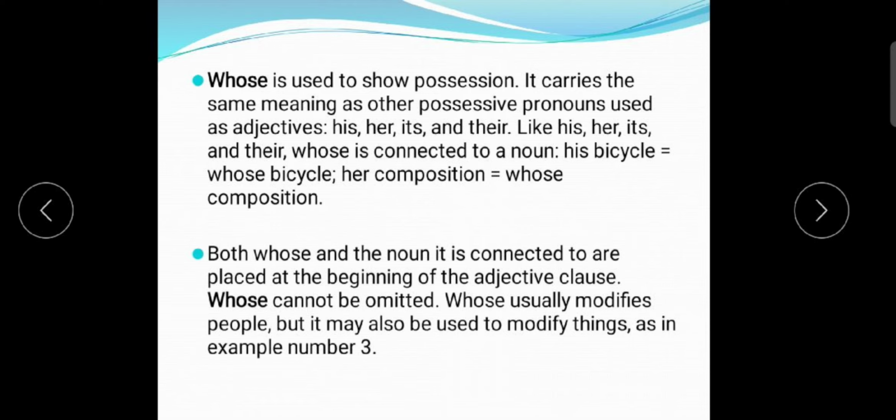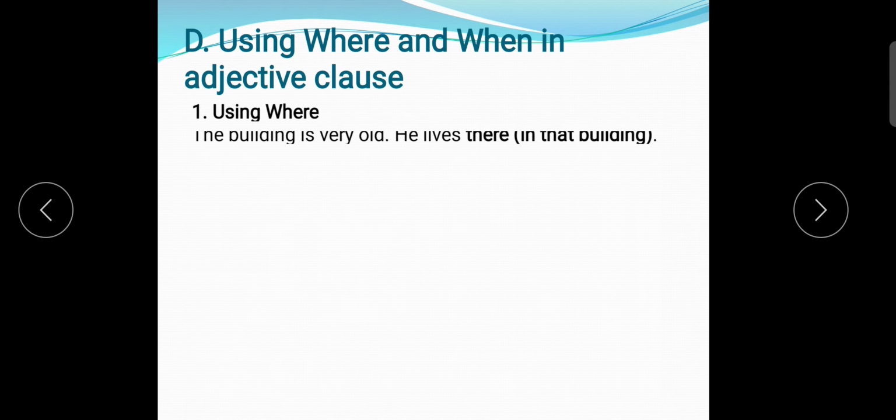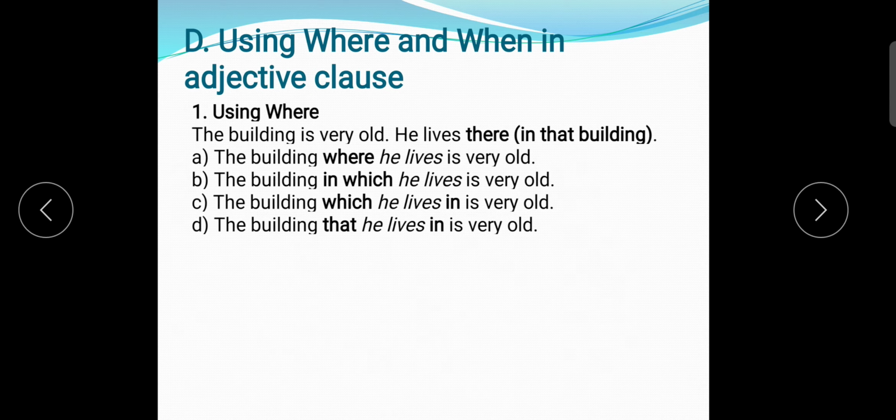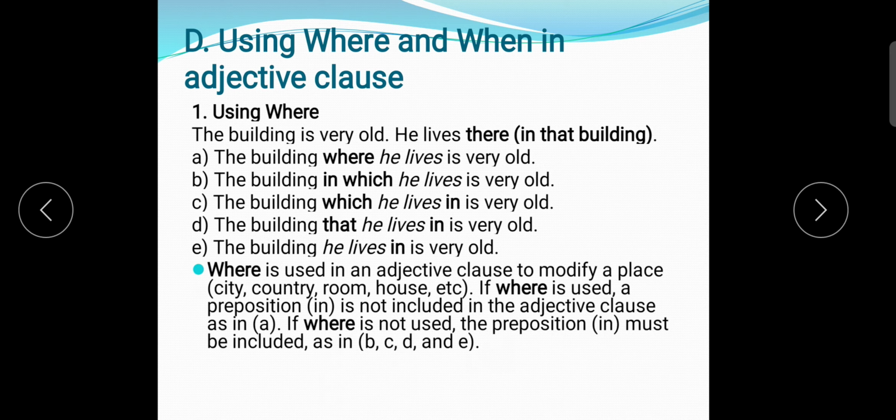D. Using where and when in adjective clauses. Number 1. Using where. The first sentence is: The building is very old. The second: He lived there. There means in that building. It can be combined to be: A. The building where he lived is very old.